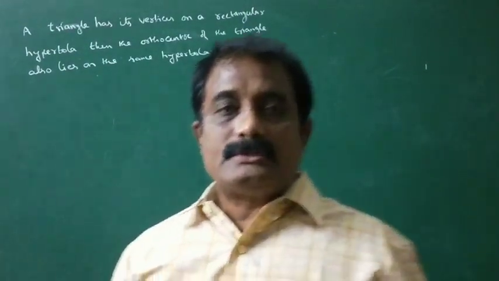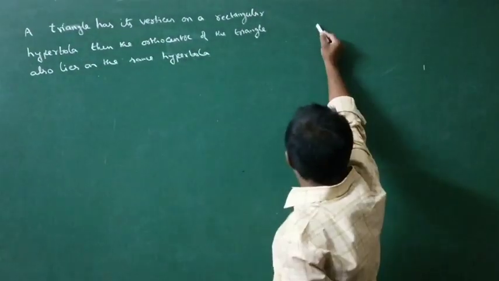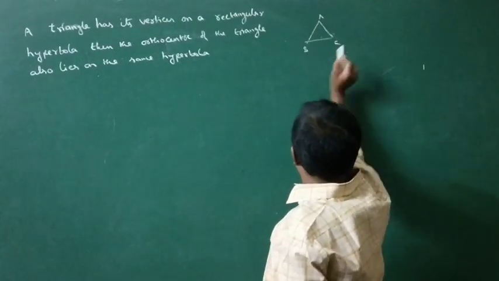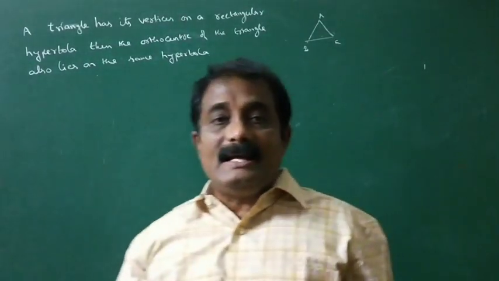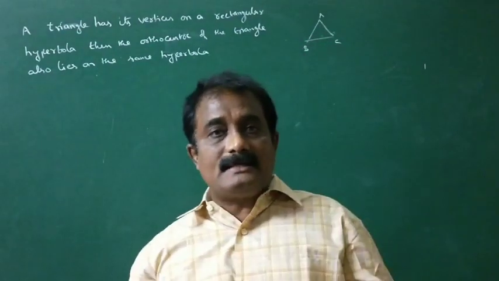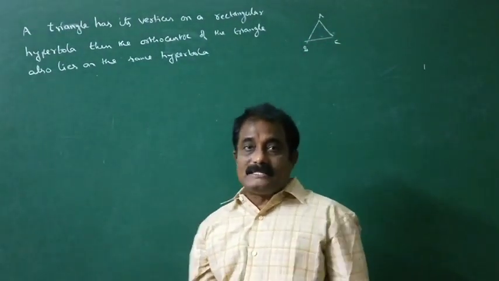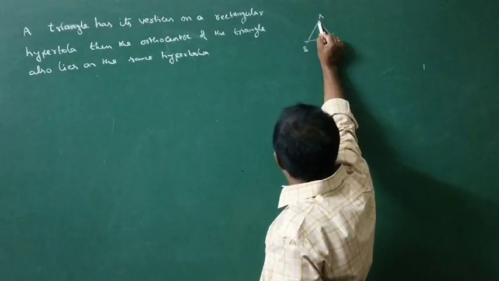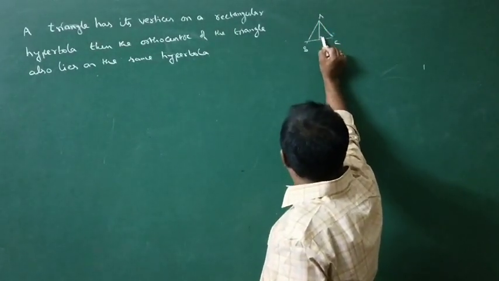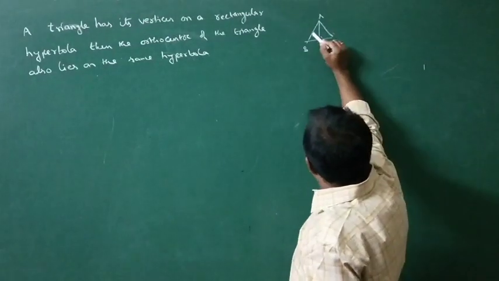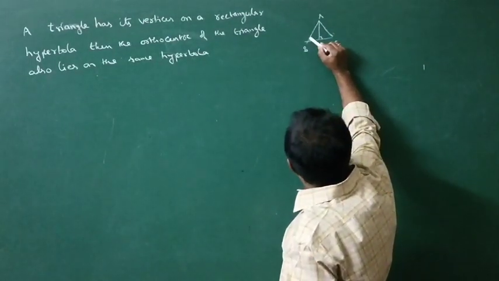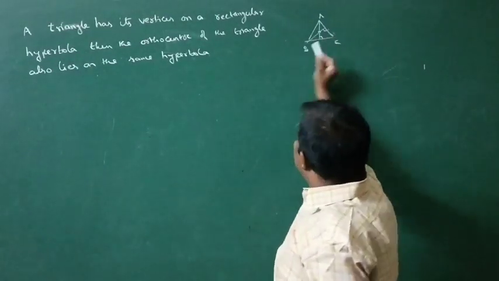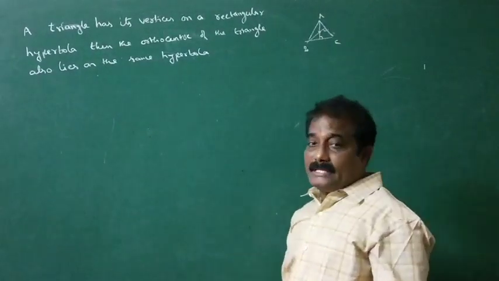What are the altitudes? What is altitude? Suppose this is a triangle ABC. Altitude is a line which is passing through one vertex and is perpendicular to the opposite side. For example, the altitude through A is a line which is passing through A and perpendicular to BC. And the altitude through B is a line which is passing through B and is perpendicular to AC. The point of intersection of these two altitudes is known as the orthocenter.